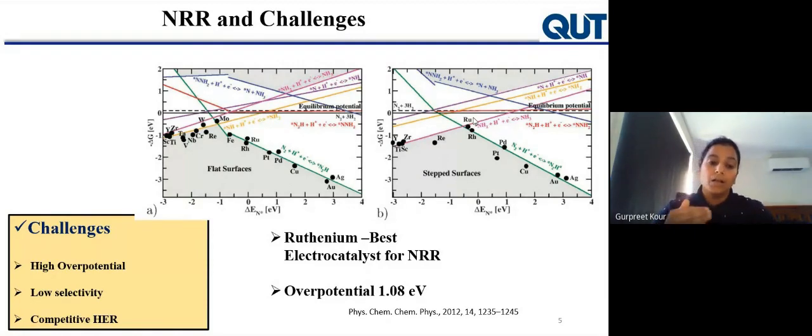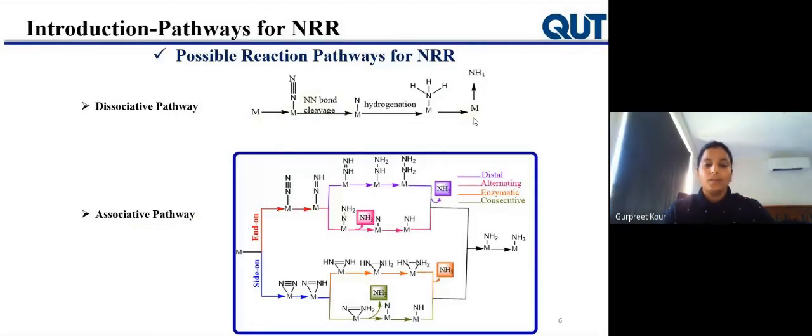So that will lower the efficiency of these catalysts. So here are the various pathways for the conversion of nitrogen to ammonia. The first is the dissociative pathway, where the nitrogen, after getting adsorbed on the surface of the catalyst, undergoes an N bond cleavage, and the remaining nitrogen, upon hydrogenation, converts to ammonia.